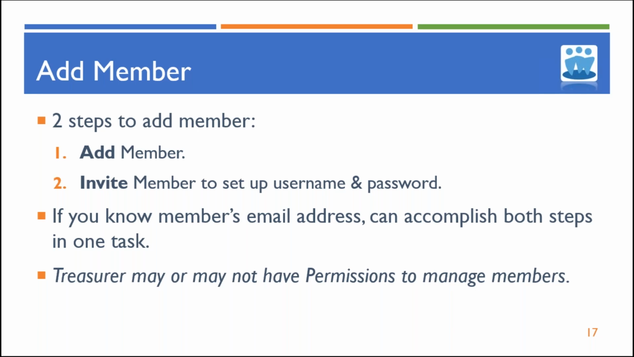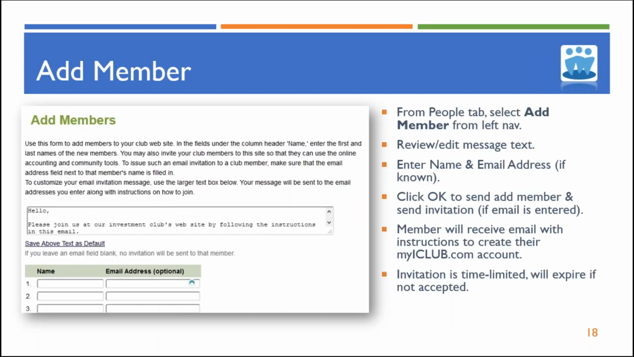But once they've been added as a member of the club, or simultaneously with being added as a member of the club, you can invite them, issue an invitation to them to set up their username and password to access your club site, and only your club site, on myiclub.com. So those are two discrete processes that you need to undertake. If you know the member's email address, as I said, you can do them both at the same time. So let's talk about them.